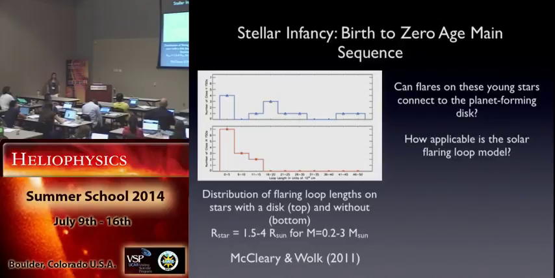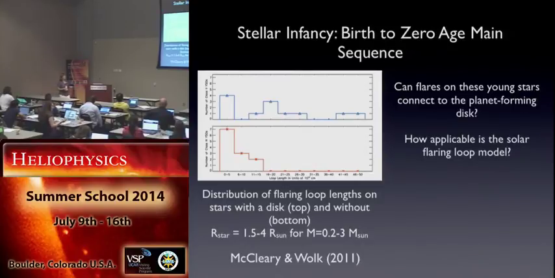The conclusion of this paper was that stars that have a disk appear to be producing flares that have larger loops, which can potentially connect to the planet-forming disk. This is loop length in units of 10 to the 10 centimeters, but these largest loops here are 30 to 40 stellar radii in length, which is pretty large. The sun doesn't do that.